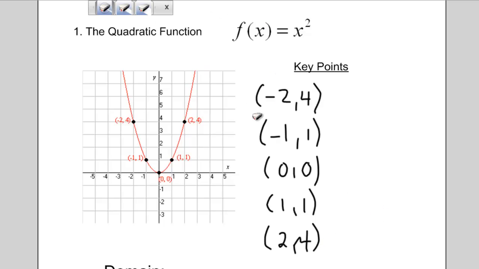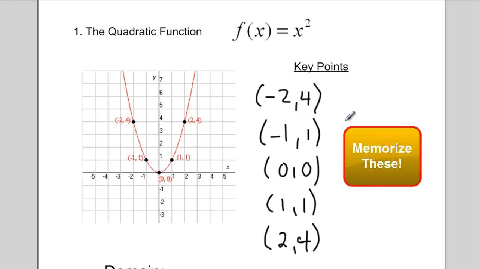Again, we're going to use these points as the key points when we want to graph or create our translations. So we have to remember what these points are. For all 4 of these parent functions, there's going to be key points that you need to memorize. They'll be easy the more you work with them, but you will need to memorize these. So -2, 4, -1, 1, 0, 0, 1, 1, and 2, 4.